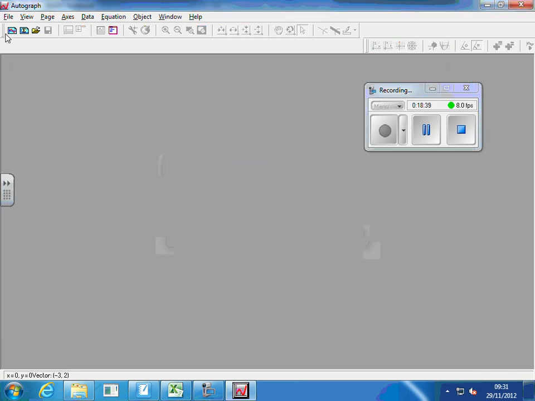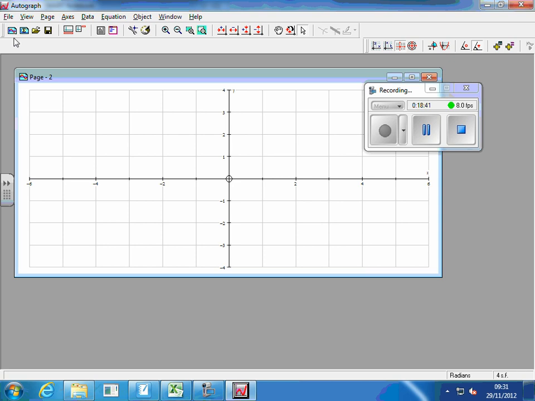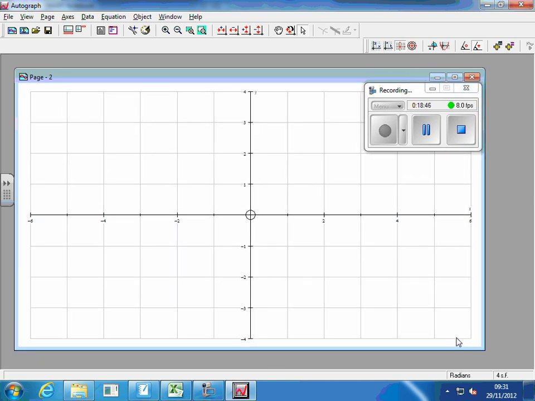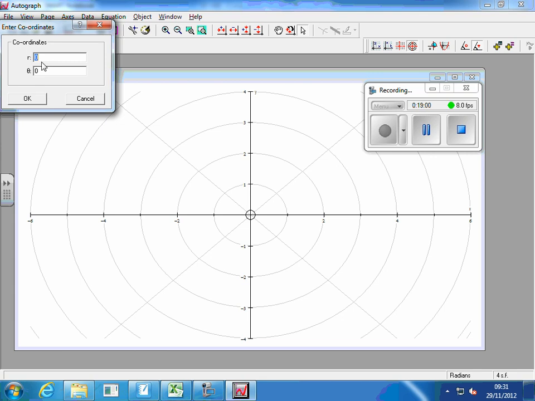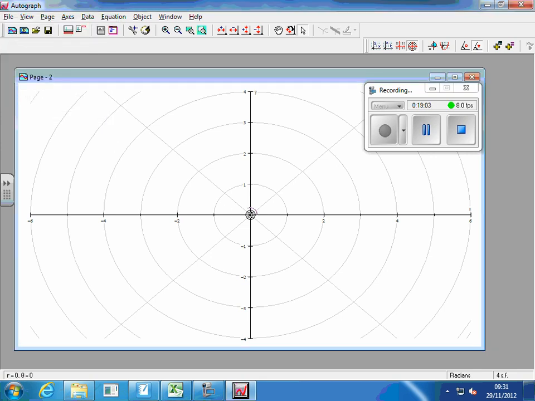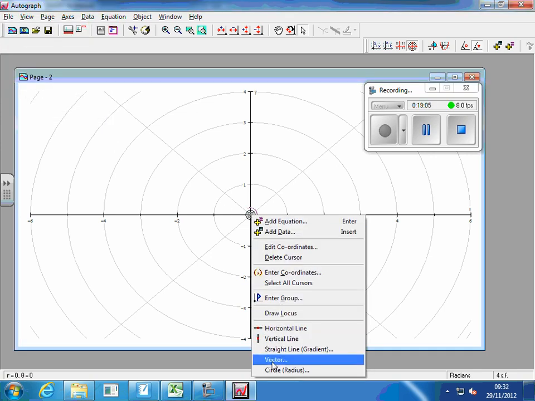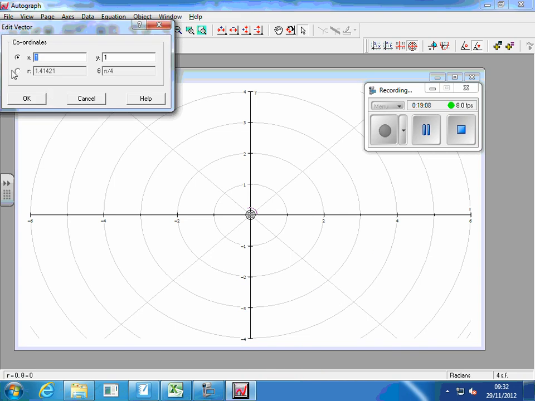If I want to do it on the polar coordinate system, let's close this. In your assignment I'm going to ask you to draw out some complex numbers, and I'm hoping you can use Autograph to do it. So for the polar coordinate system, again right click in the middle, enter coordinates 0, 0, that's where I want it, in the middle, right click and enter a vector, and now we're looking for the r and the theta. Note theta, pi over 4, that's in radians.